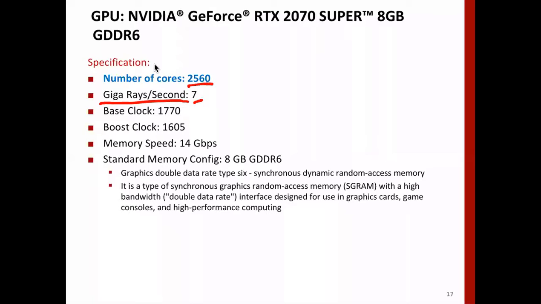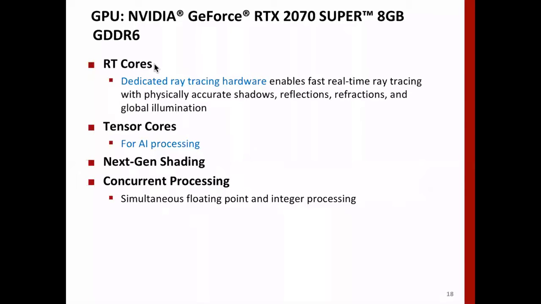Then base clock frequency is 1770. Boost clock is 1605. Again, we are not going into details. Memory speed is given as 14 Gbps. Then other things defined are RT cores, which are ray tracing cores. Again, this is for image processing.